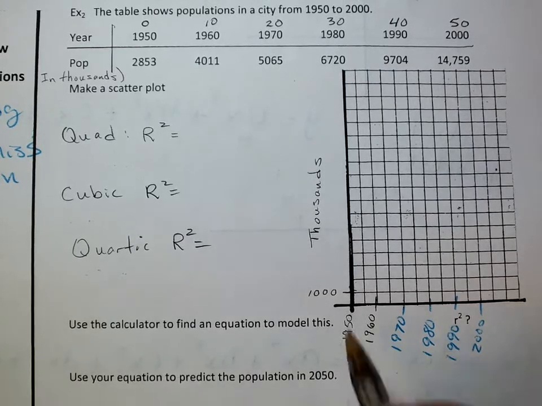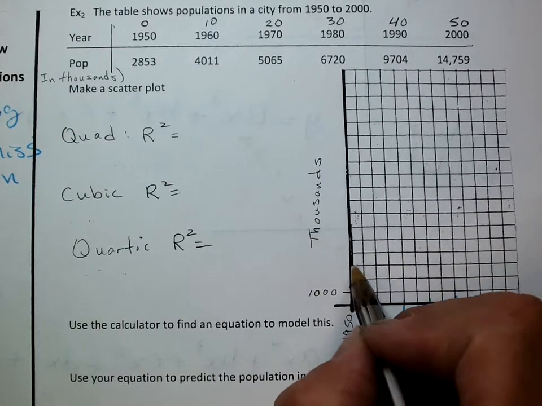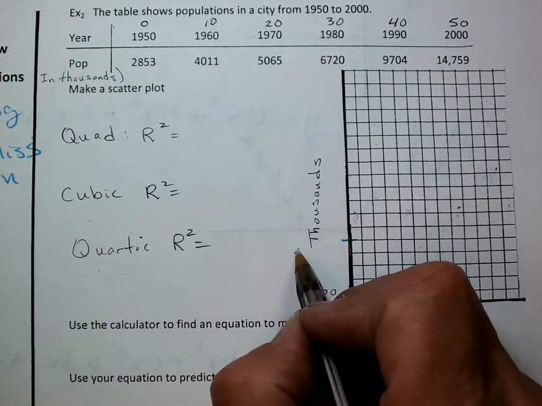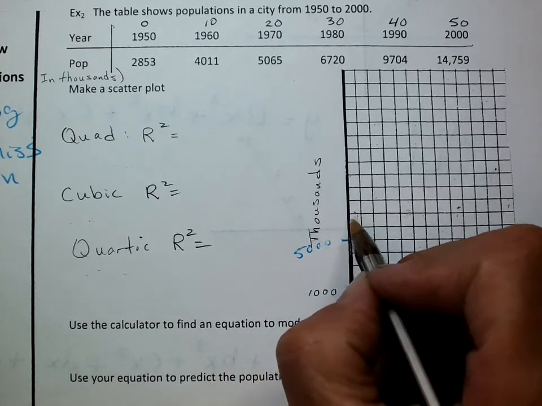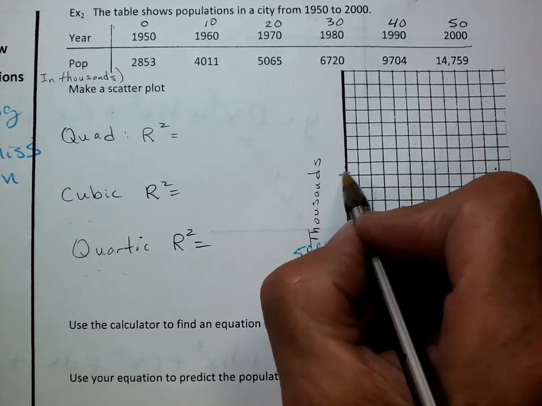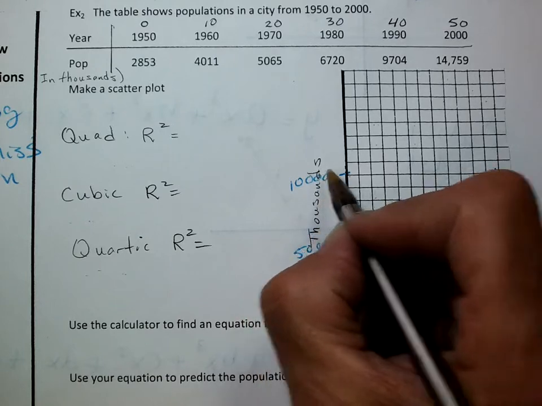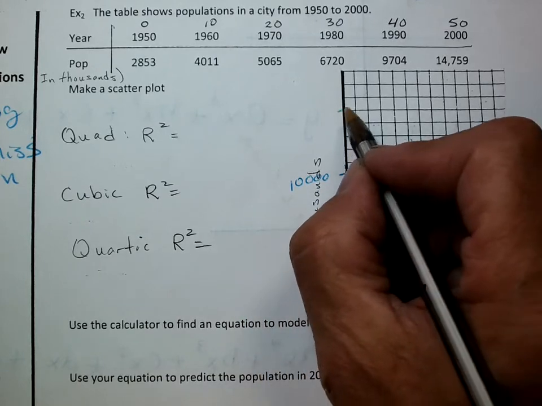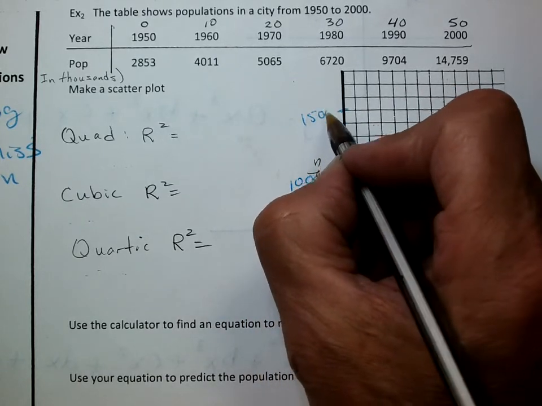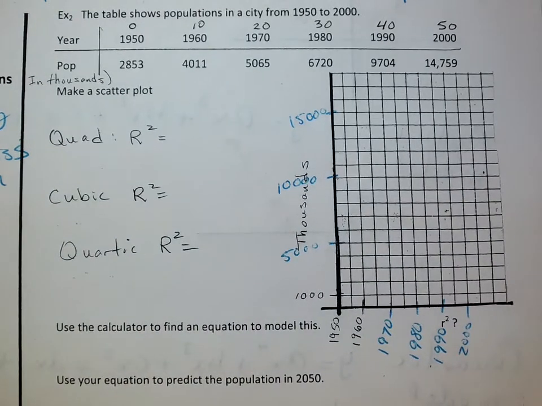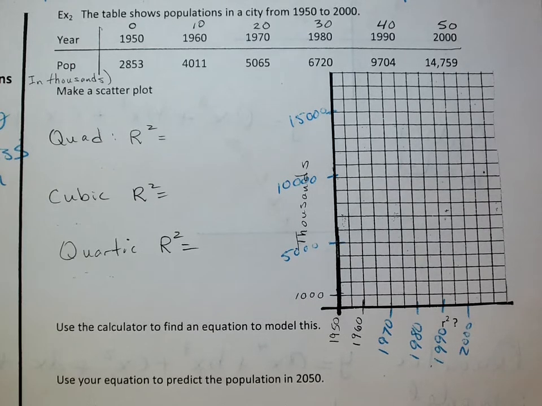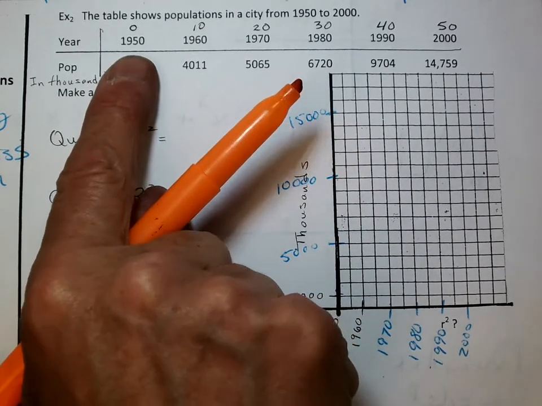And thousands, there's 1,000, 1, 2, 3, 4, maybe go 5,000. 1, 2, 3, 4, 5, there's 10,000, right? 1, 2, 3, 4, 5, and there's 15,000. Okay, so I'm just going to put my scales on my graph, and then I'm just going to do a scatter plot, dot to dot, right? So I'm going to do a dot to dot.